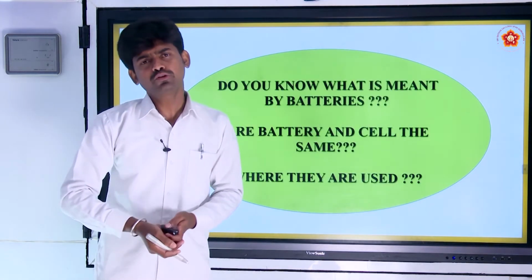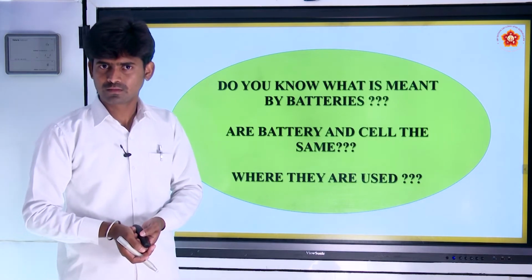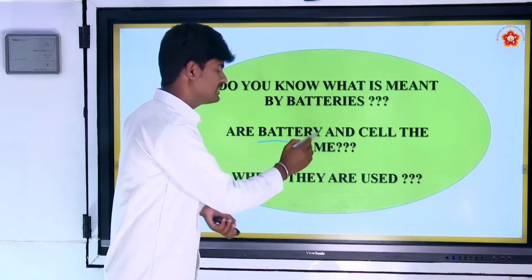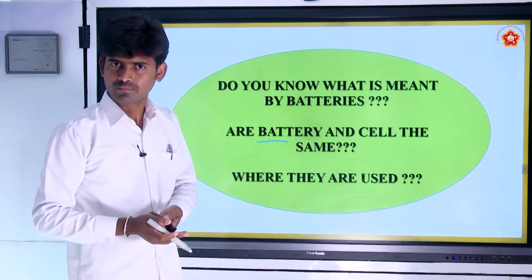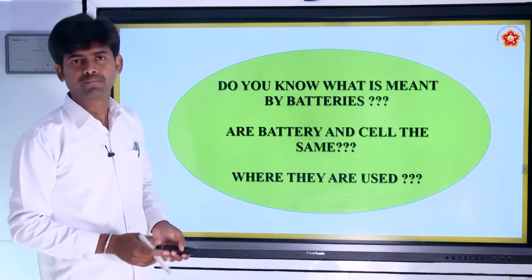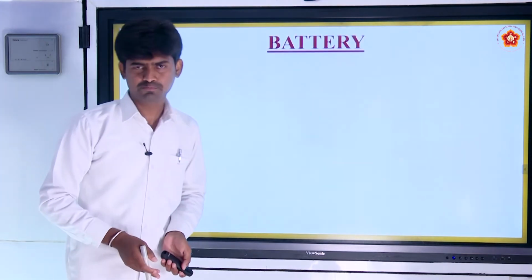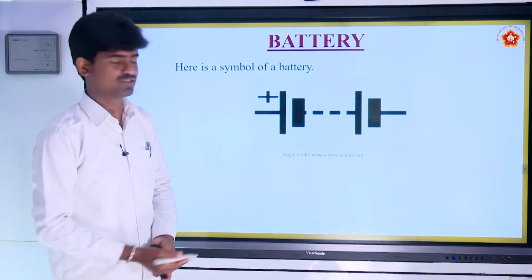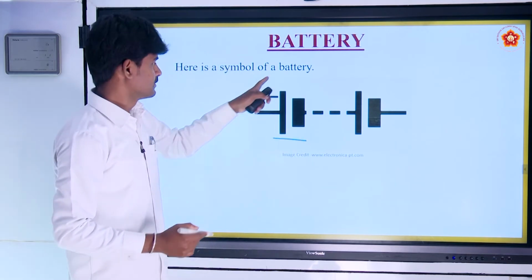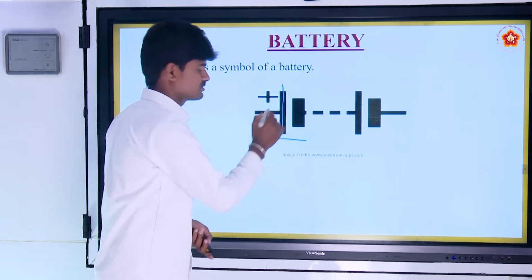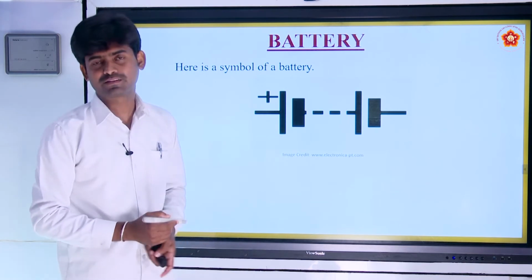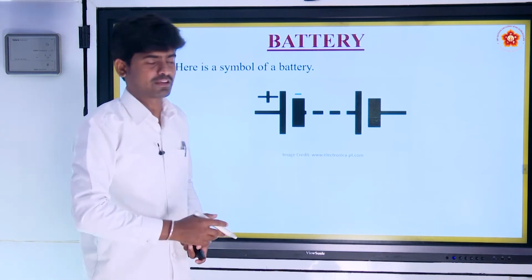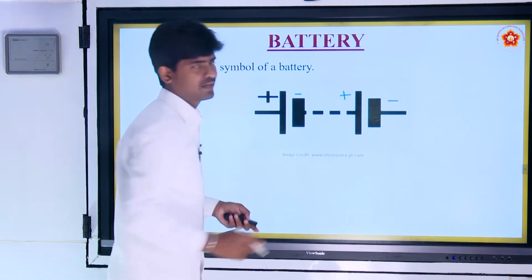Do you know what is meant by batteries? Where are they used? And are the cell and the battery the same? Let us check. First, battery. Here is the battery symbol. Same as usual, for an electrical cell you write a single longer line representing the positive terminal and a smaller line representing the negative terminal. Battery means here are two cells connected with plus and minus.